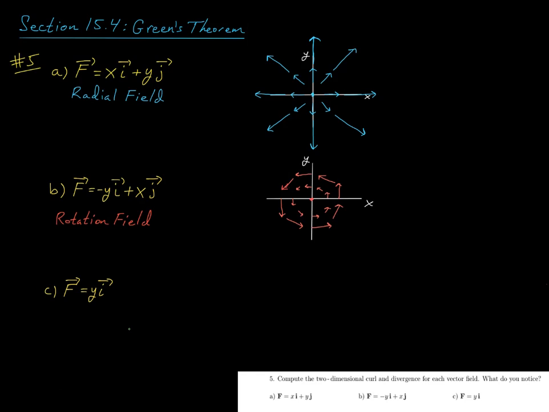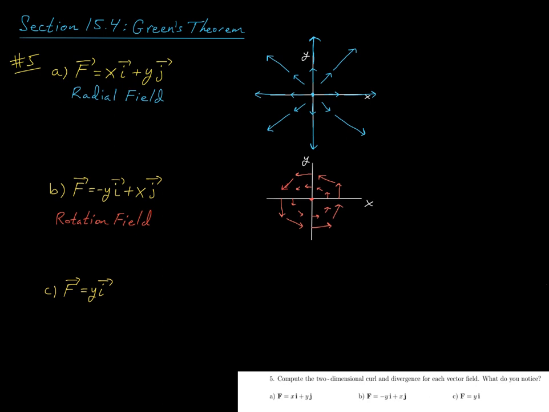All right, now that we've introduced two-dimensional curl and divergence for a vector field, let's look at problem 5. It says compute the two-dimensional curl and divergence for each vector field. What do you notice? And part A is this radial field that we introduced back in section 15.1.